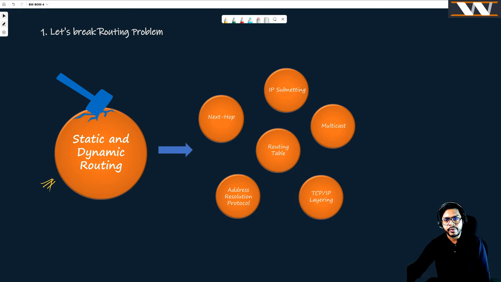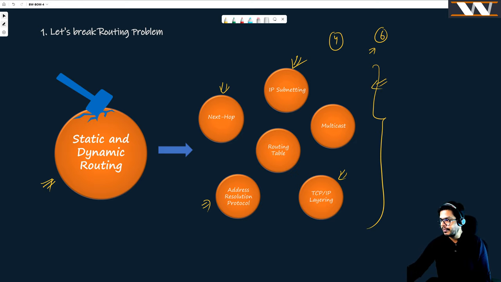You all know that we are pretty good in IP subnetting now. We know what the next hop is. We also know what the Address Resolution Protocol is, and we know TCP/IP layering. Till now, we are done with 4 pieces out of 6. When we complete the 2 more pieces, we are going to take an example of maybe static routing or dynamic routing, doesn't matter, and you will be amazed to see that if you know all these things, that example is going to be a piece of cake for you.